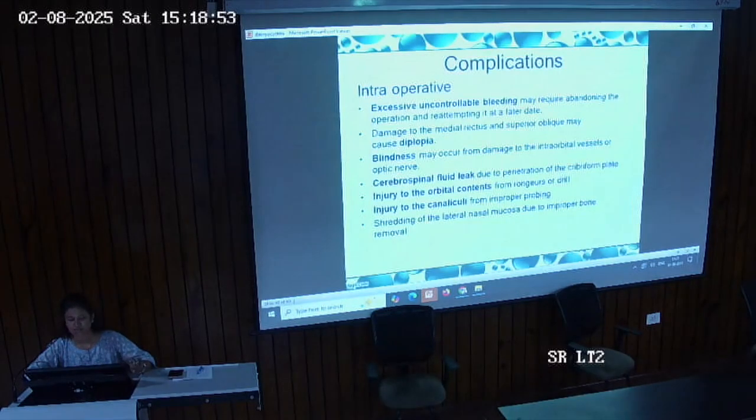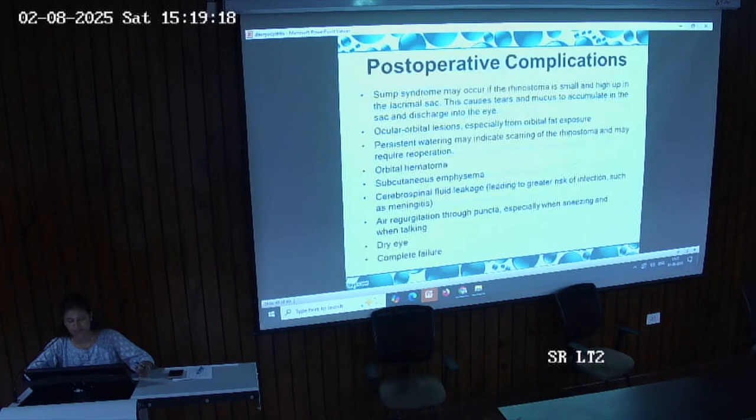So complications. Intraoperative complications could be excessive uncontrollable bleeding, diplopia due to damage to the medial rectus or any extraocular muscle. Blindness can occur due to damage to intraorbital vessels or the optic nerve, all very rare complications. CSF leak could occur due to penetration of the cribriform plate, injury to the orbital contents, or injury to the canaliculi.